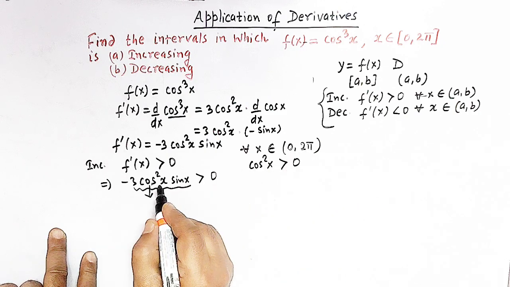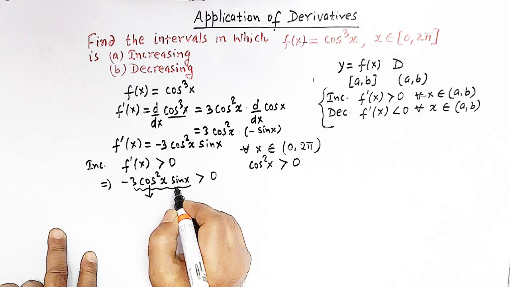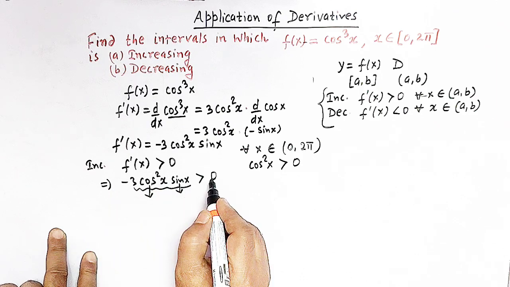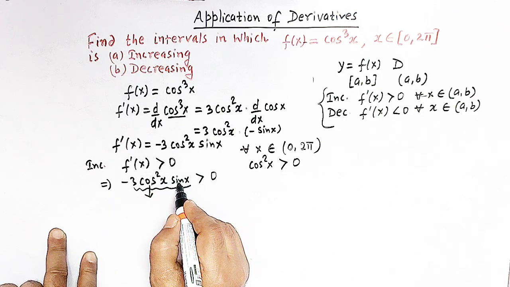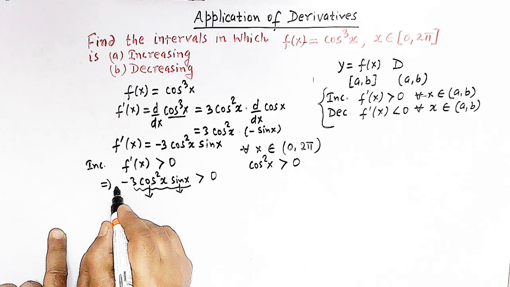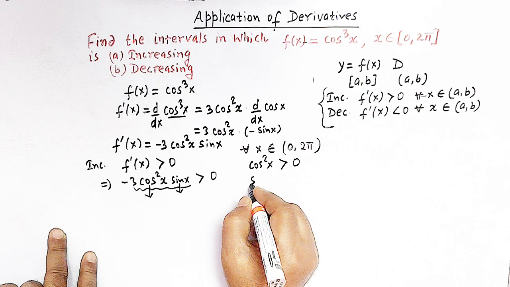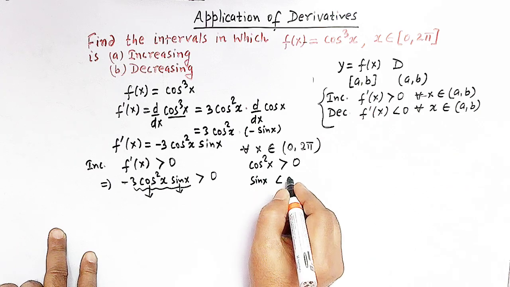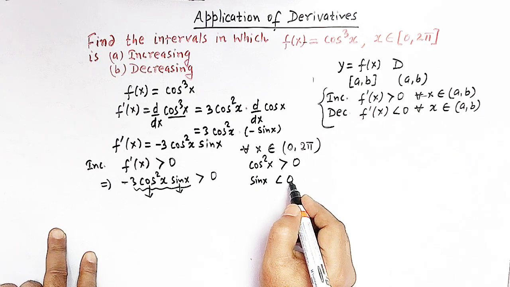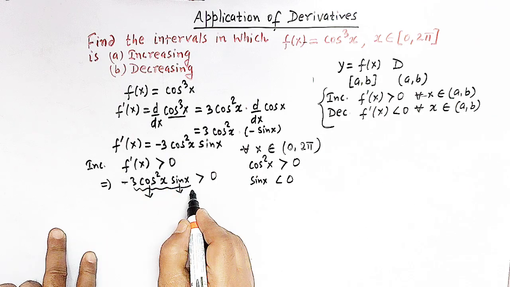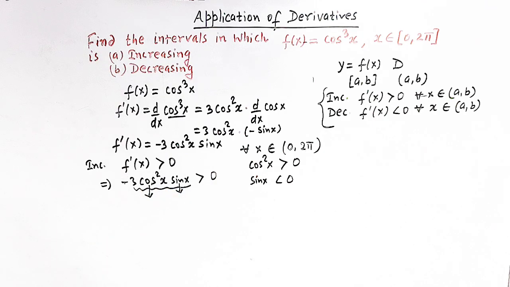So here now we have to concentrate on this term only, because for this expression to be greater than 0, this sin x should be negative, right? Because here we have already a negative sign, so sin x should be less than 0, or sin x should be a negative quantity for this term to be greater than 0.